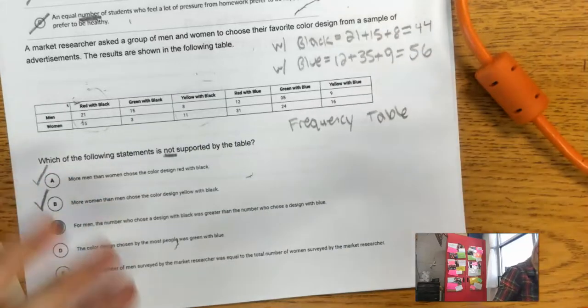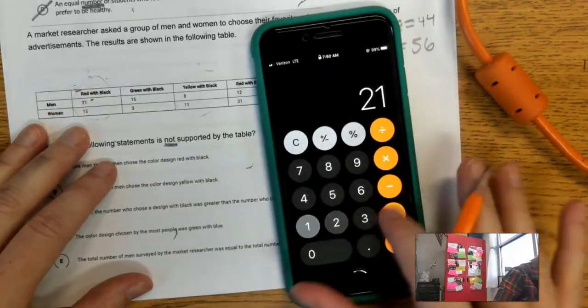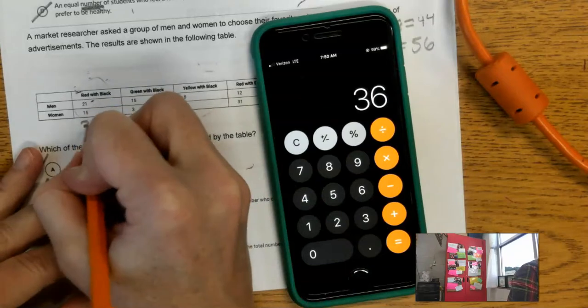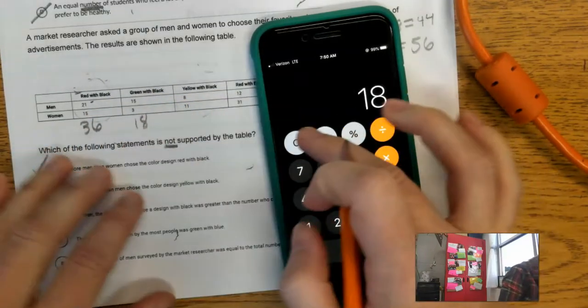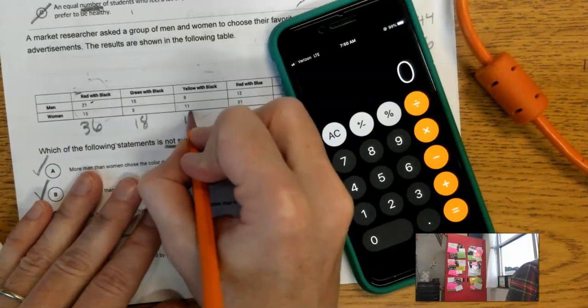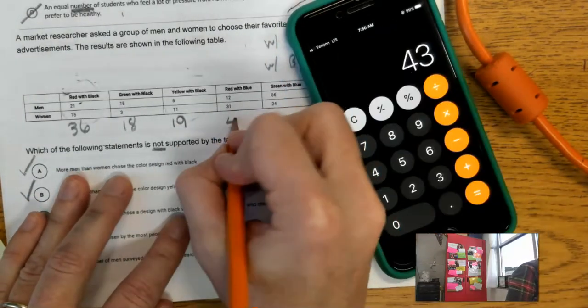All right, that should be pretty quick. 21 plus 15 is 36. 15 plus 3 is 18. 8 plus 11 is 19. 12 plus 31 is 43.